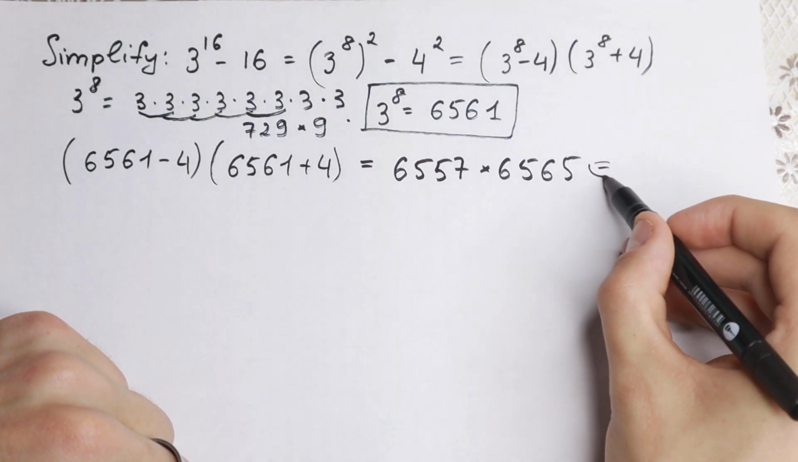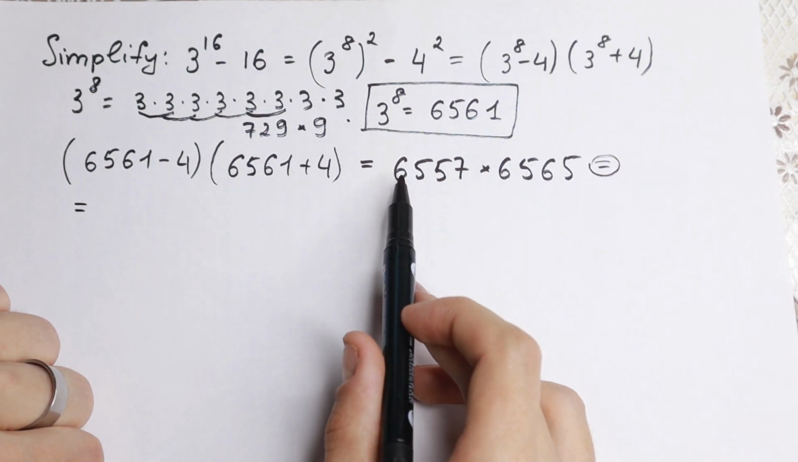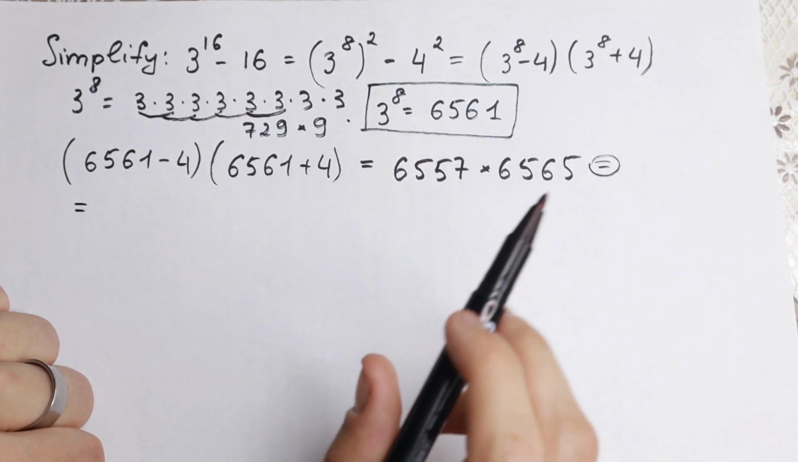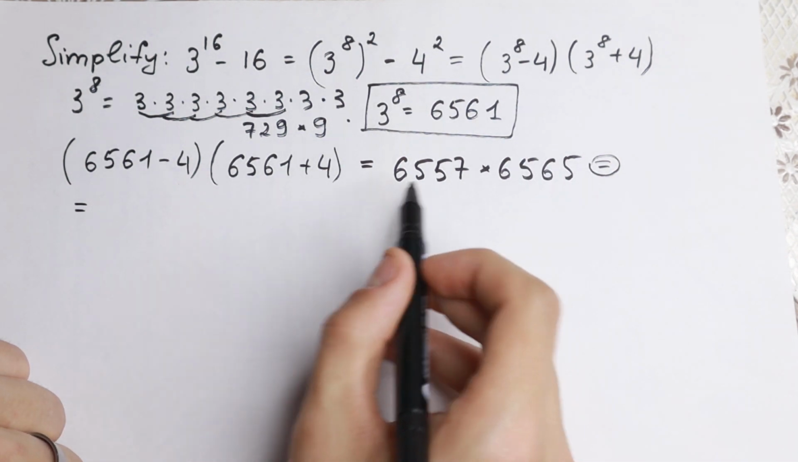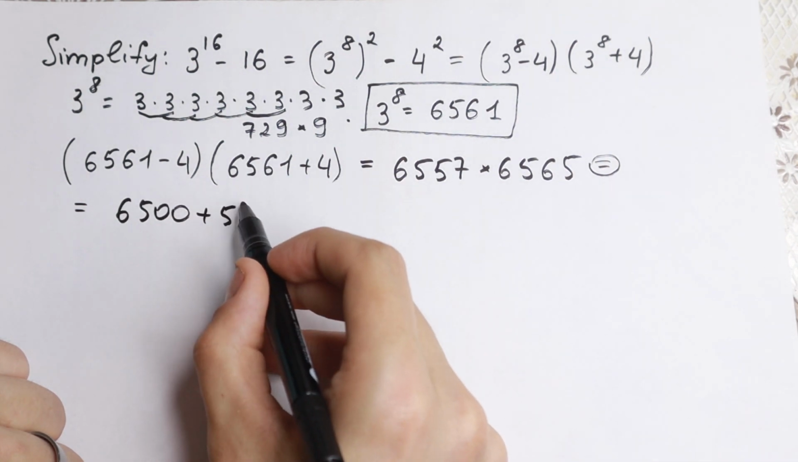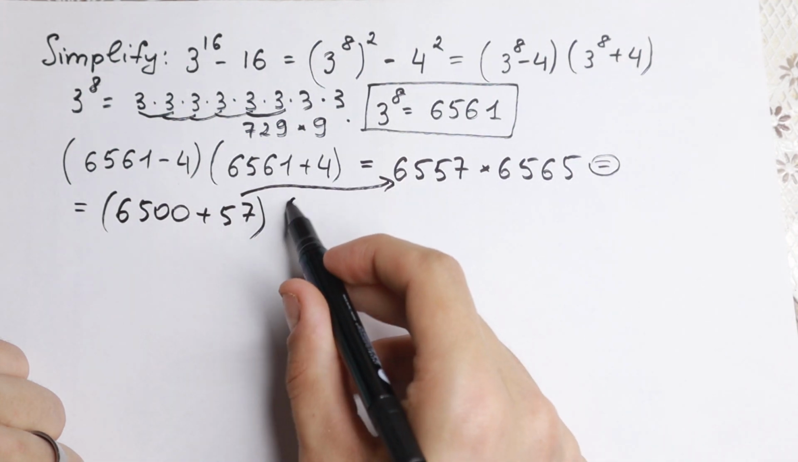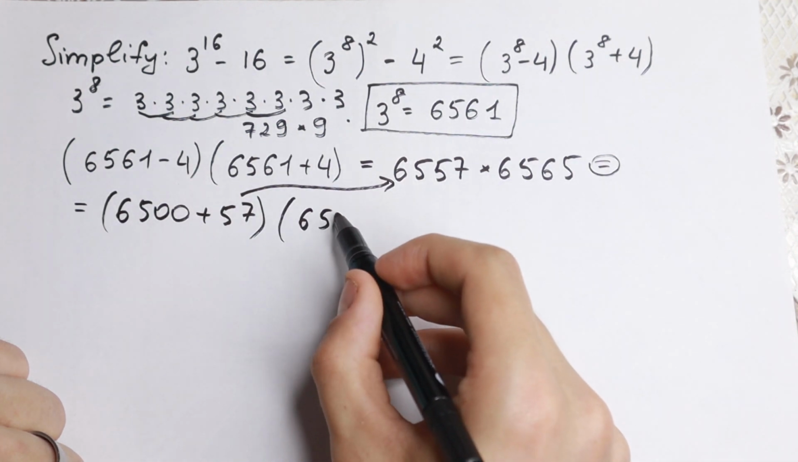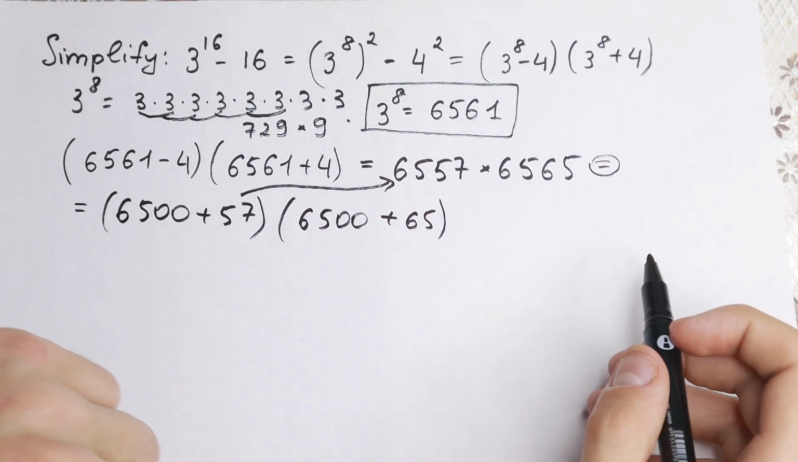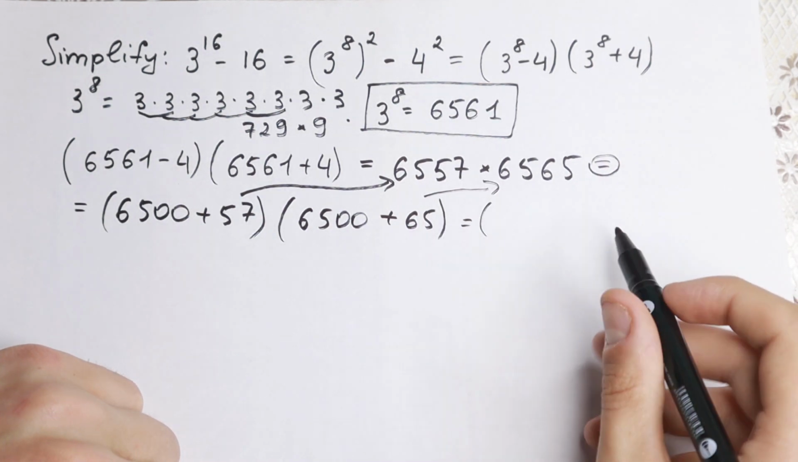How can we multiply it? I will show you a really good trick right here. Firstly, we have both the same, we have 6,500 in both. So let's try to express the first number as 6,500 plus 57. So this is our first number right here. And the second number, let's express as 6,500 plus 65. Okay, so I hope you understand this step. We just expressed this as parentheses. And right now we can easily multiply these both parentheses.